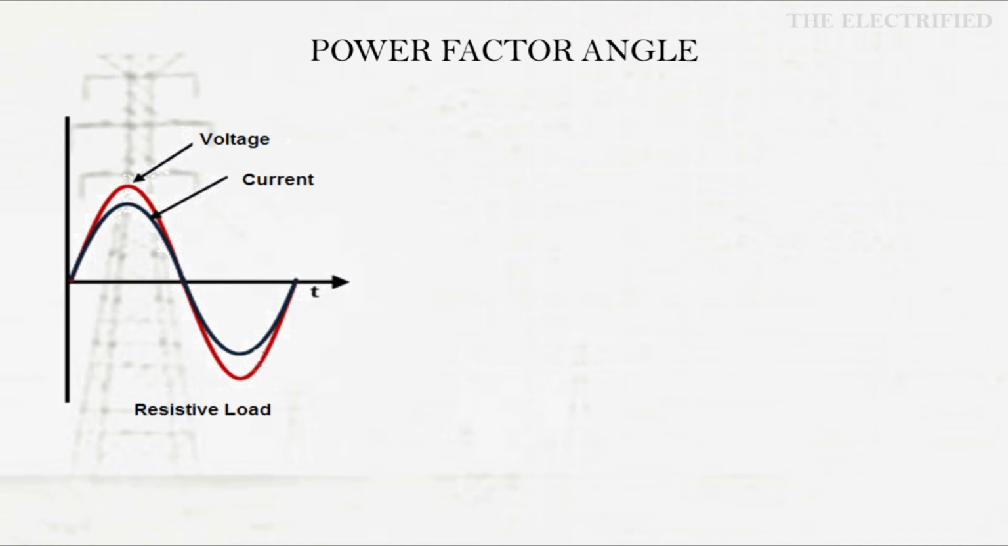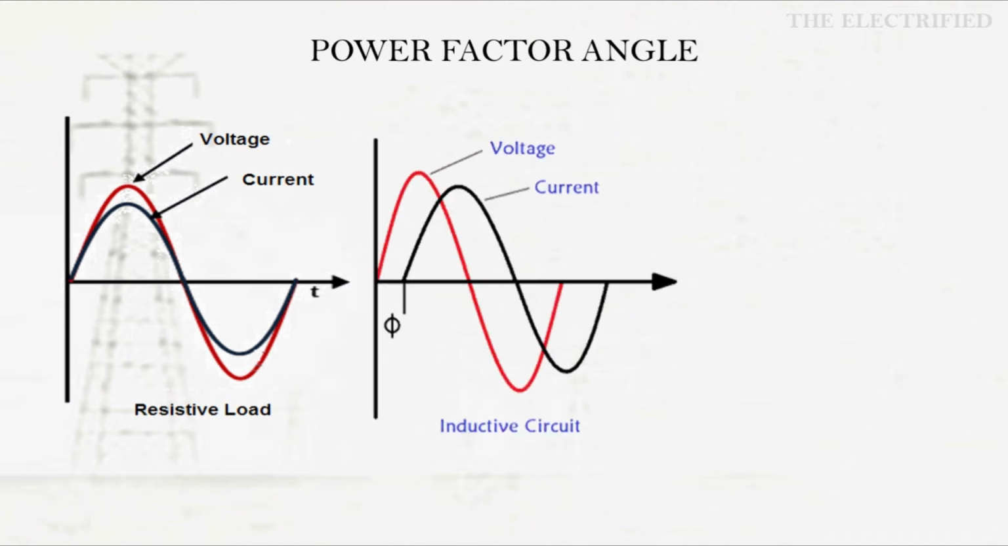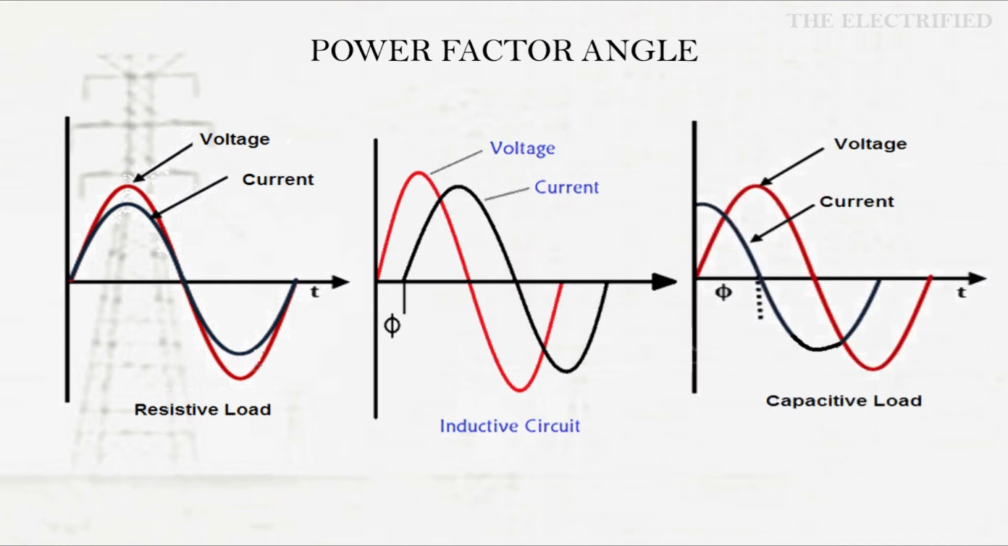But if the circuit is inductive or capacitive, then the phase angle is different. If the circuit is inductive, then current lags the voltage by 90 degrees. If the circuit is capacitive, then current leads the voltage by 90 degrees. But if the circuit consists of a resistor and a capacitor, then current leads the voltage by some angle. And if it is a circuit of resistance with inductor, then voltage will lead the current by some angle. Note that for a purely inductive circuit or a purely capacitive circuit, the power factor will be 0.